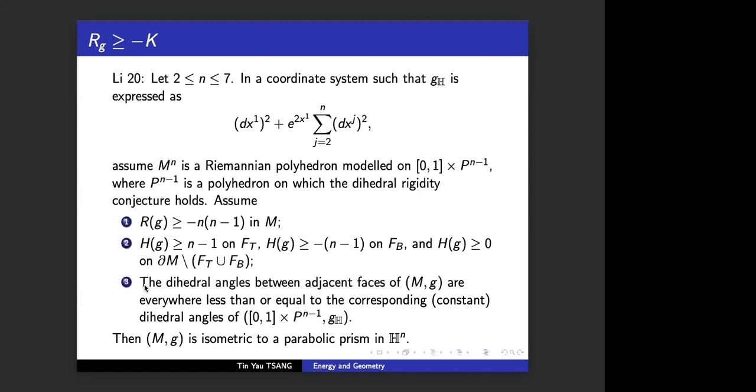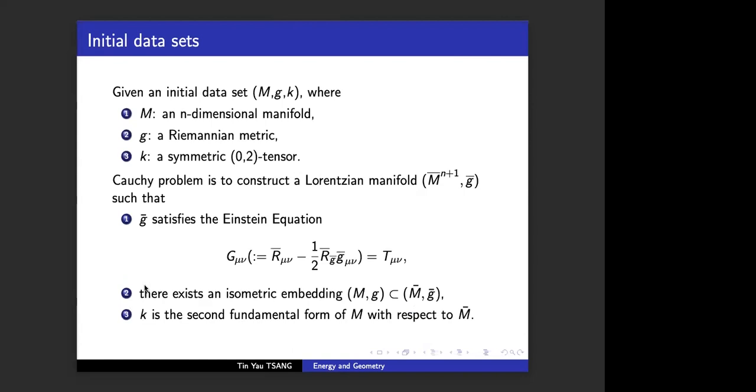So up to this step, you may see, oh, Charlie has done all the things. Then what can we do, right? Then before that, okay, let's see another concept. That is initial data sets. So given an initial data set (M, g, K), Warren has given a nice talk about this, so I will just give a brief introduction here.